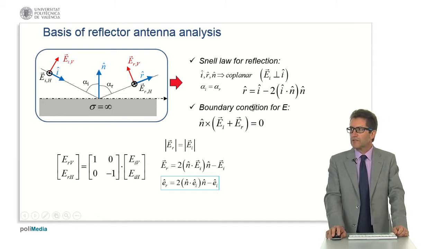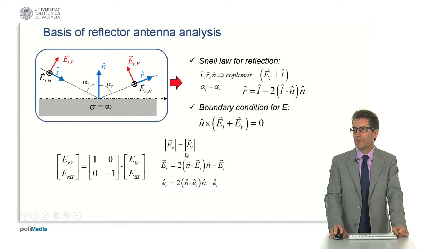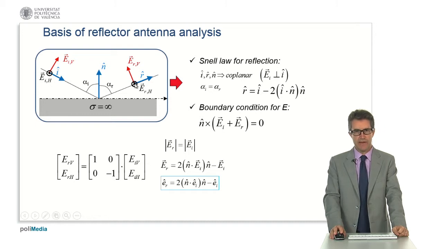And considering also the boundary condition, that means that the sum of the incident and reflected vectors of the electric field must be 0 in its tangential component. Finally, we arrive at the result that both incident and reflected fields are the same in amplitude, and we can also obtain the polarization of the reflected fields in such a way that the vertical components of the electric fields, incident and reflected, are the same, and the horizontal components are opposite in direction.